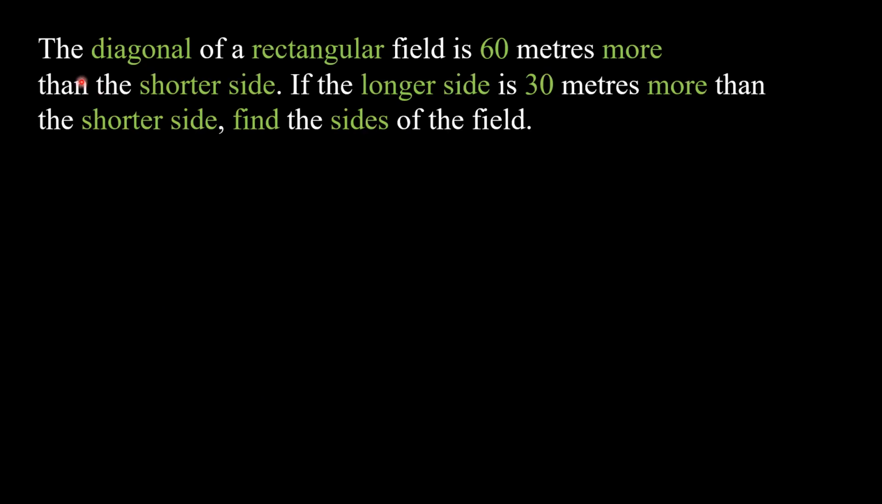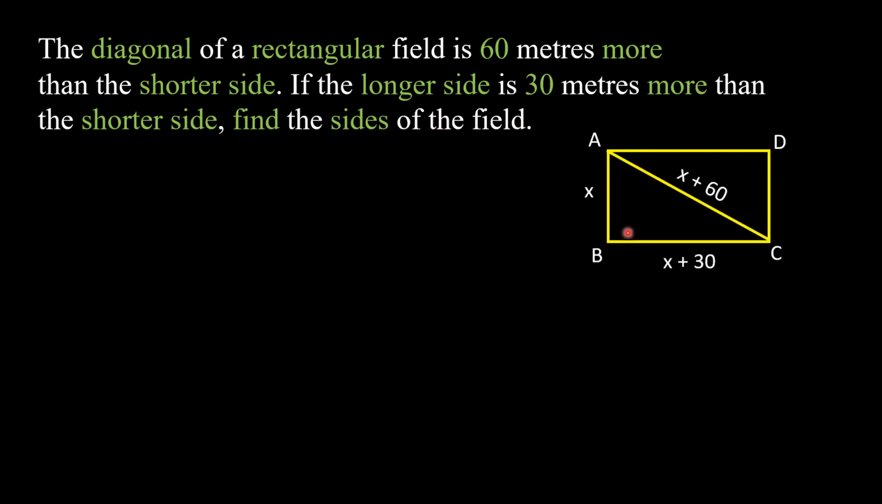The diagonal of a rectangular field is 60 meters more than the shorter side. If the longer side is 30 meters more than the shorter side, we have to find the sides of the rectangular field. Let us draw the figure of the rectangular field. So ABCD is the rectangular field.